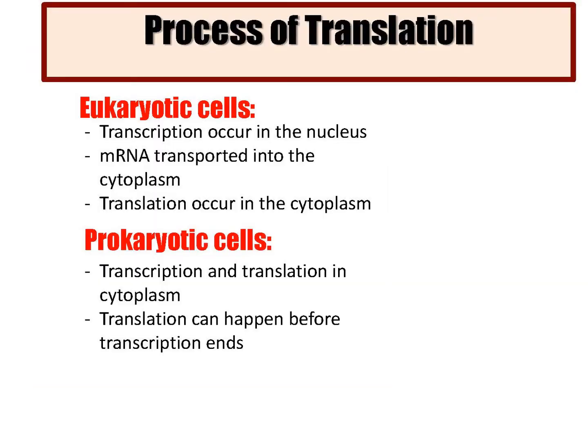So where does this process of translation occur in the eukaryotic and prokaryotic cells? Both actually occur in the cytoplasm. Before this, you know that the transcription in the eukaryotic cells occurs in the nucleus. The mRNA, after the transcription, is then transported into the cytoplasm, then the translation occurs there. But in prokaryotic cells, both transcription and translation happen in the cytoplasm. So transcription and translation can occur simultaneously. So translation can happen just before the transcription process ends.